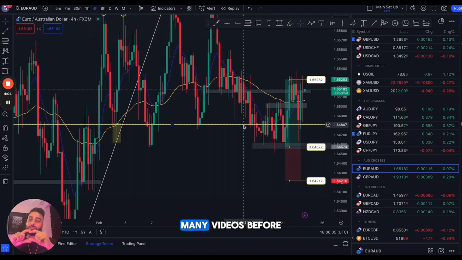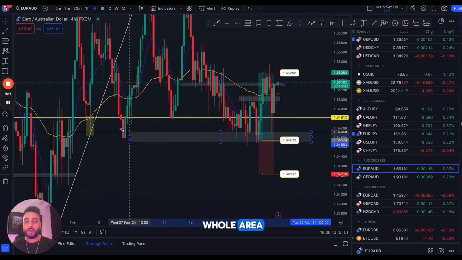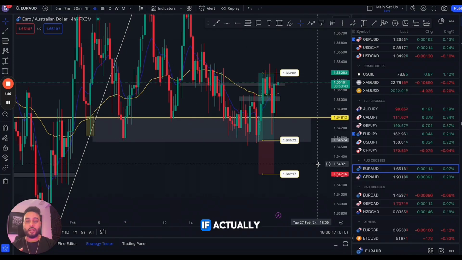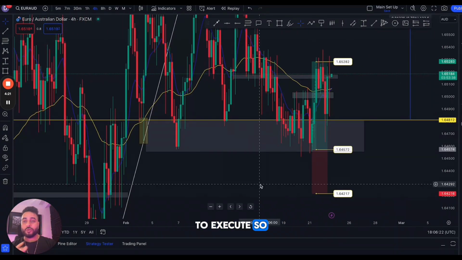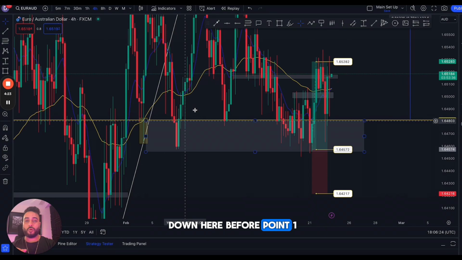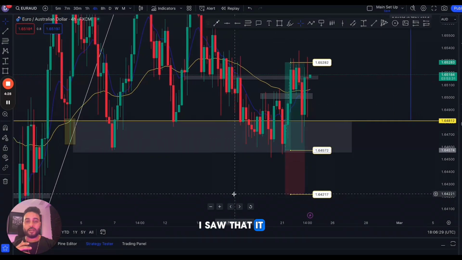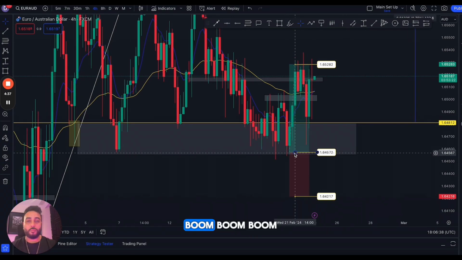And again, I've mentioned in many videos before, support is an area, it's not a line. So what I could have done was, I've got this whole area, as you can see here. This was my support zone. So at any point, if it bounces toward my support zone, I'm ready to execute. I've seen it come down here before, and then boom, I saw that it had not managed to break below, and this was my area of support, and we're looking for that smacking buy trade. And we've got it, boom, boom, boom.